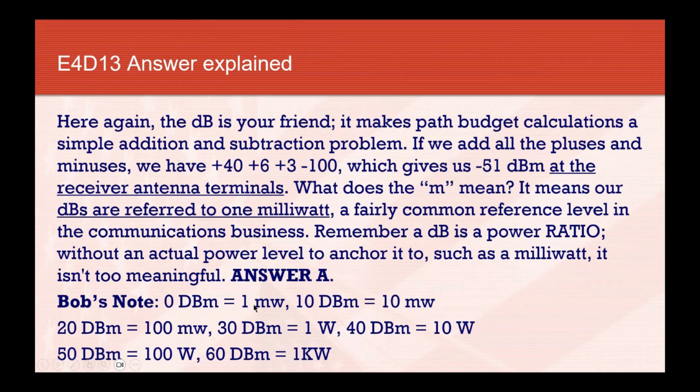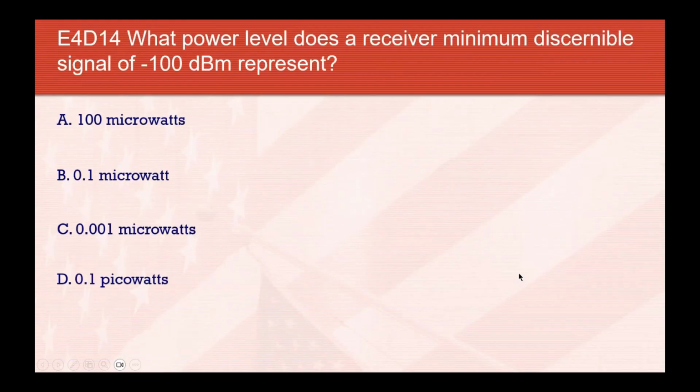0 dBm is 1 milliwatt. 10 dBm is 10 milliwatts. 20 is 100. 40 is 10 watts, as the question said earlier there. It gives you an idea of what the decibel system does. What power level does a receiver minimum discernible signal minus 100 dBm represent? That's where the 0.1 picowatt comes in. You can backpedal and reverse engineer that answer.